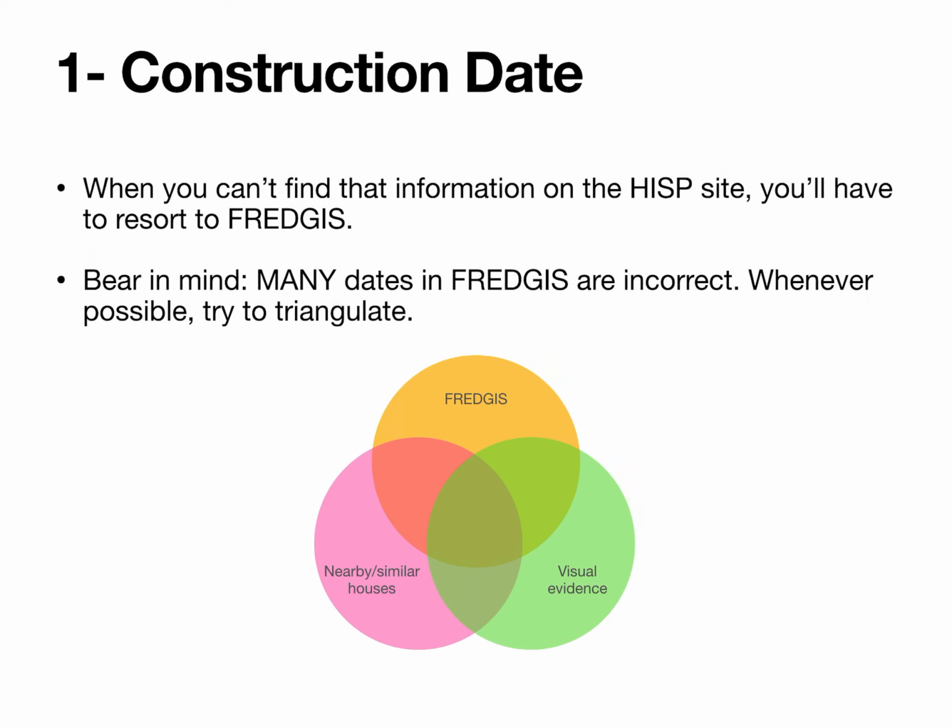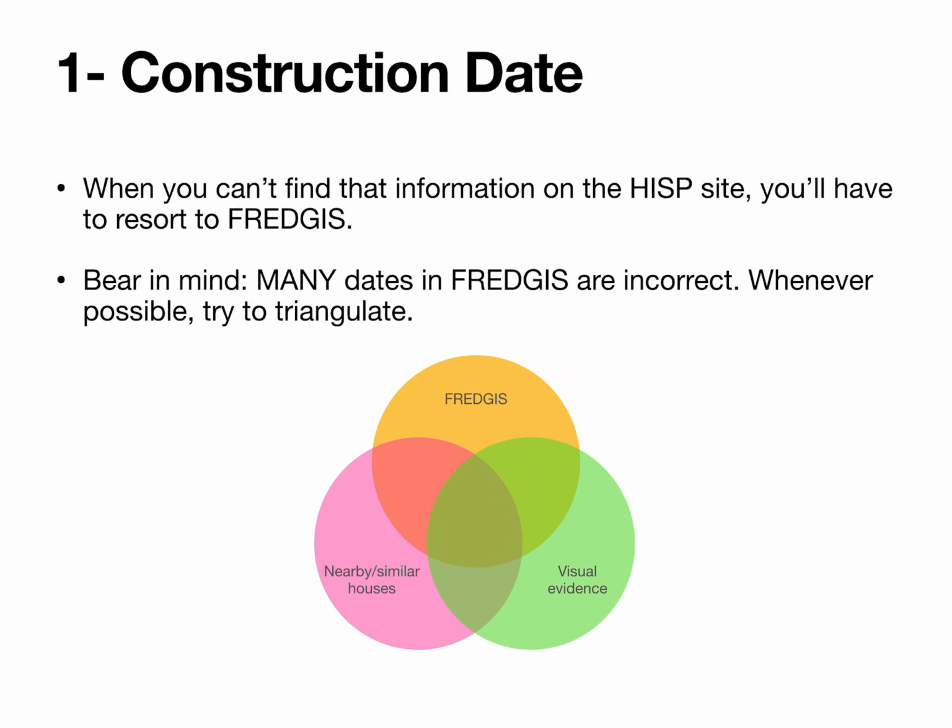So for those, what you're going to have to do here is to use the Fred GIS website, which is run by the city. So if you just Google Fred GIS, it'll pull it up for you. You can do searches geographically through the map, or you can just input an address and it'll give you the relevant information. Now, please bear in mind that many, if not most of the dates in Fred GIS are incorrect. They're not like way off usually, but they're often a few years off. So whenever possible, don't just take the date on Fred GIS and just trust it.